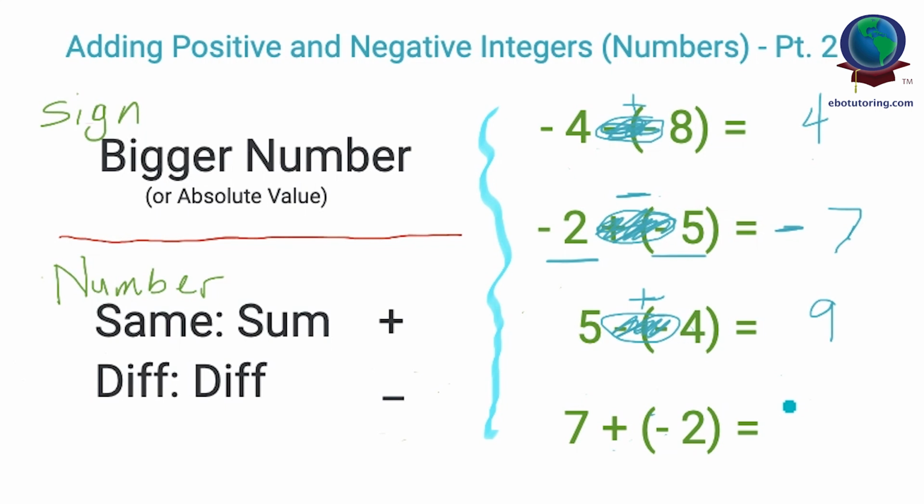Wonderful. And last but not least, look at this. Different signs means subtract, means different. So cross these out and you have 7 minus 2. 7 minus 2 is what? 5. And there we have it. And remember, the 7 is bigger, it's positive, so your answer is going to be positive.